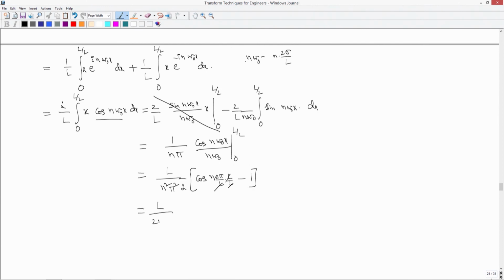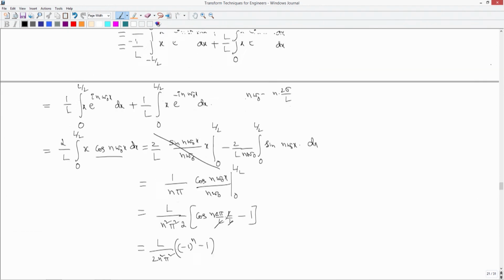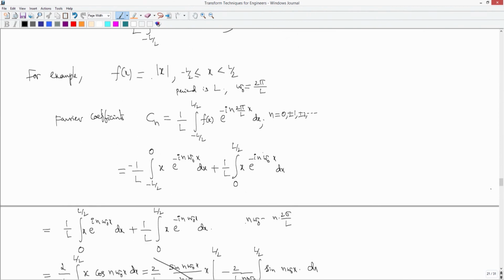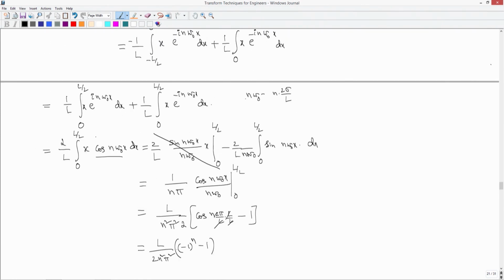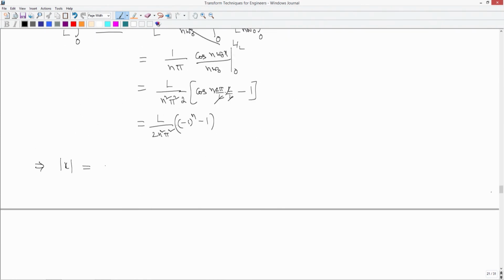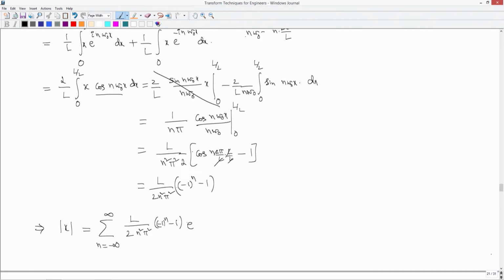So this is what it is. So you have L divided by 2 n square pi square, and here cos n pi is minus 1 power n, minus 1. This is exactly, because you see that it has to be real valued Cn's, because f is a function and everything has to be real valued. So Cn's are real. So this implies that the function mod x in the interval minus L by 2 to L by 2, this function mod x, you can write it as a linear combination, n is from minus infinity to infinity, this Cn, that is L by 2 n square pi square times minus 1 power n minus 1, times e power minus, this is now plus.